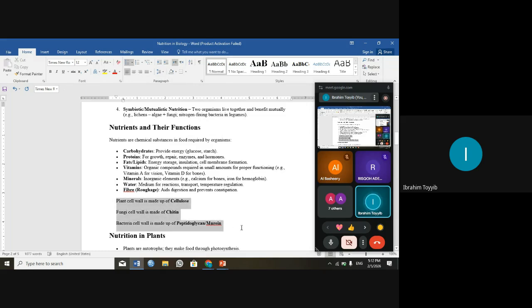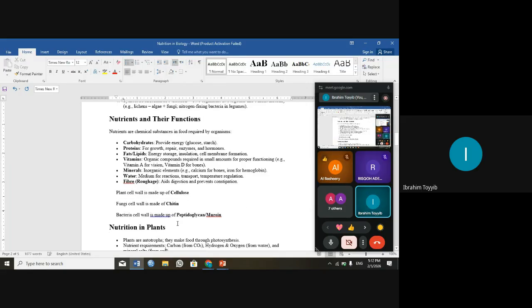Three organisms have a cell wall: plants, fungi, and bacteria. You remember? And the cell wall is made up of what? This.